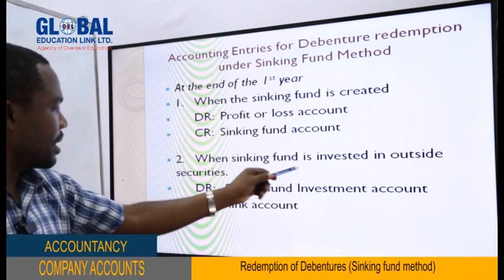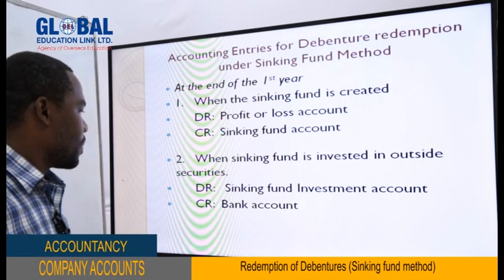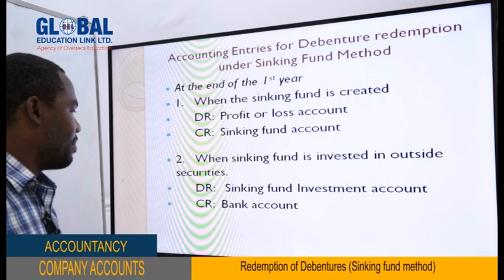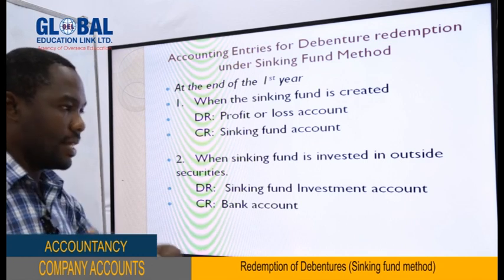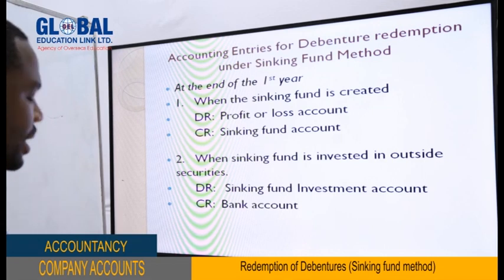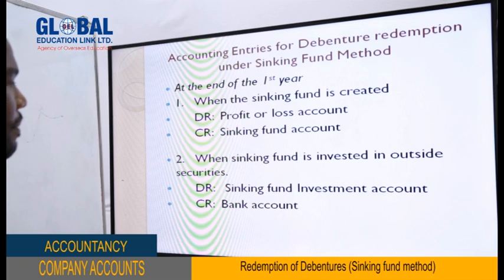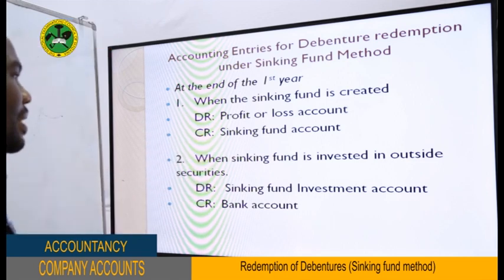When this sinking fund is invested in the outside securities, we recognize the asset investment, that is sinking fund investment account, and we credit bank. This will be the cash outflow. That will be the entry in the first year because we invest at the end. So we expect not to receive any interest. Why? Because the investment is made at the end.